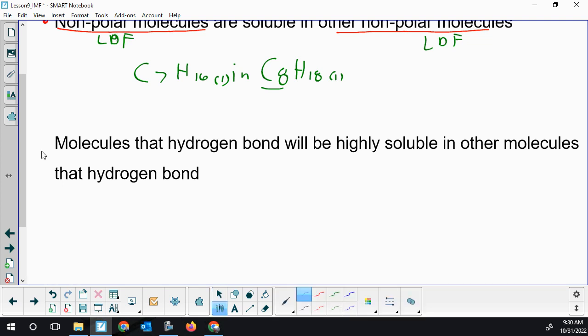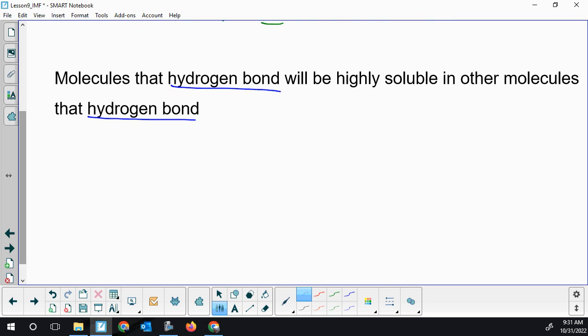The other possibility that gives high solubility is the other extreme, all the forces instead of the bare minimum. Molecules that hydrogen bond will be highly soluble in other molecules that hydrogen bond. Okay. This sets up a lot of the solubility for organic life. Organic life is water-based. And water has two OHs. Water can hydrogen bond. So molecules that can also hydrogen bond are going to be soluble in water or soluble in a living organism, us.